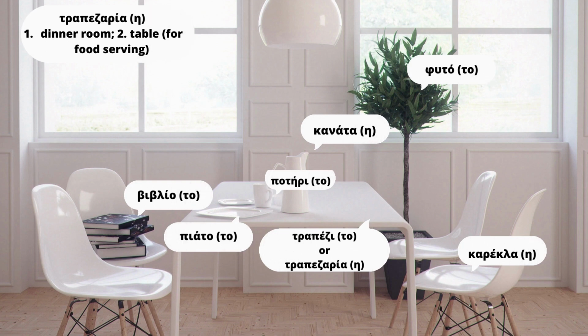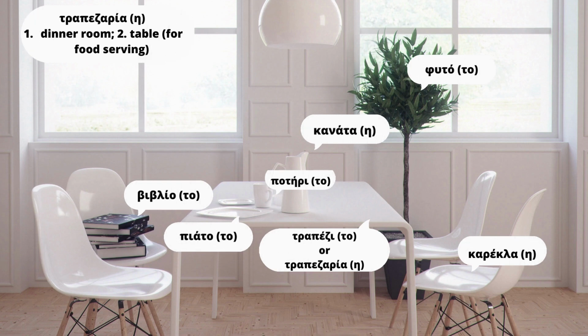The next room that we are going to talk about is called η τραπεζαρία. Η τραπεζαρία, feminine gender. So basically this word has two meanings. The first one is the dinner room. This is the room where we serve our food. And the second meaning is the table and the furniture in general where the food is being served.